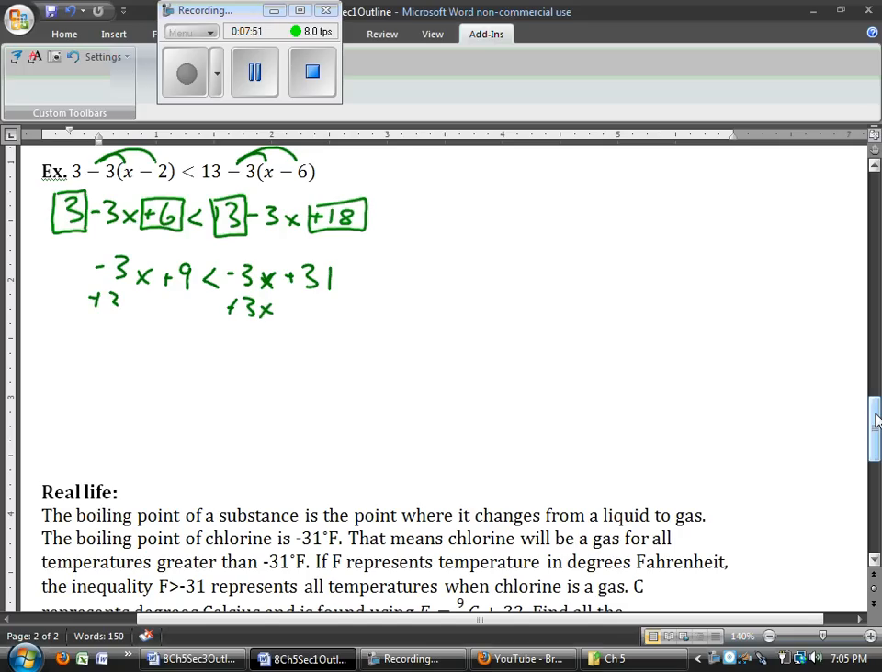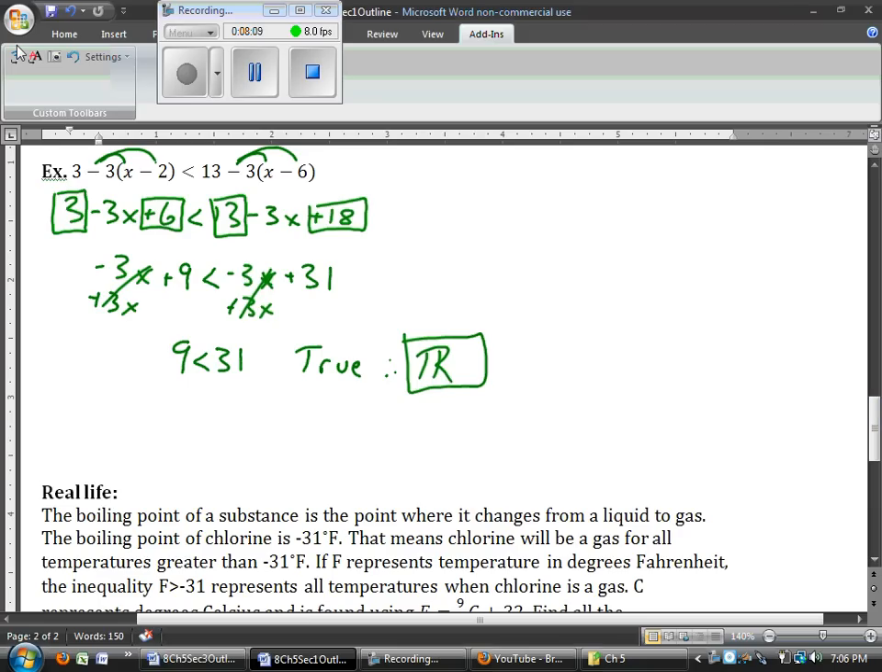Combine our x's. Again, I see that 3x's cancel out. 9 is less than 31. That is true. 9 is less than 31. Therefore, our solution is all real numbers. Okay?